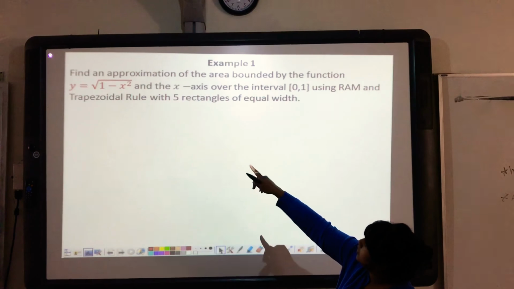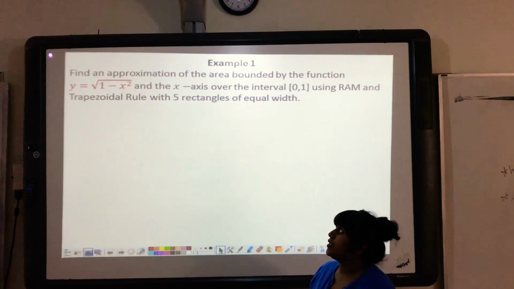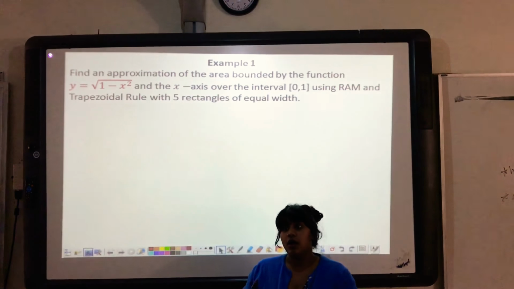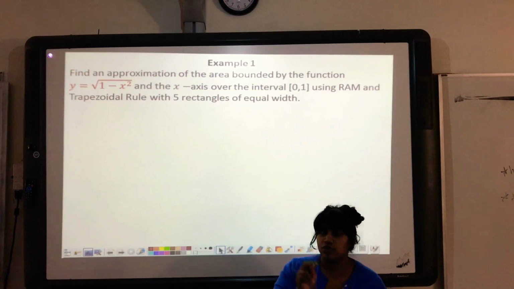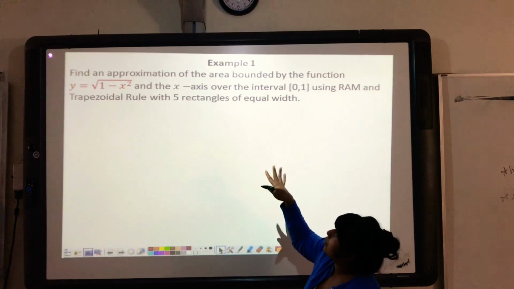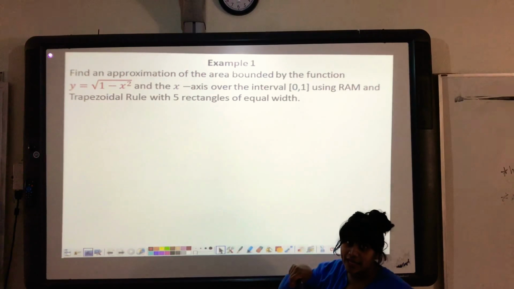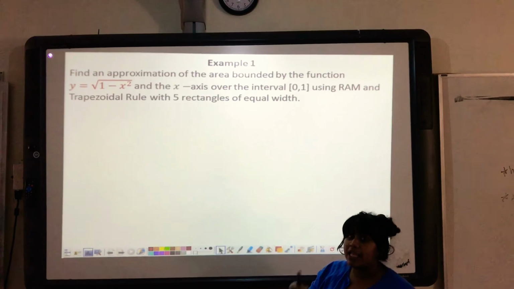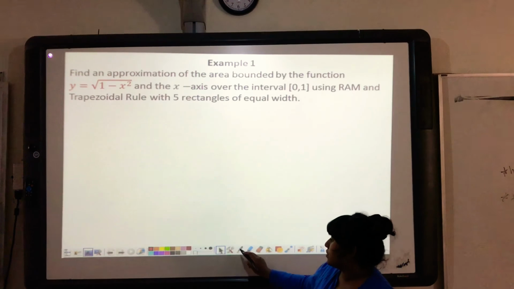What we're going to do is look at the graph of y equals the square root of 1 minus x squared. Hopefully, as you're watching this video, you're following along on a graphing calculator. If not, then you have access to calculators through my website. There's a graphing calculator on there, just click on it. For the interval from 0 to 1, we're going to use RAM, which stands for rectangular approximation method, and the trapezoid rule with 5 rectangles of equal width.